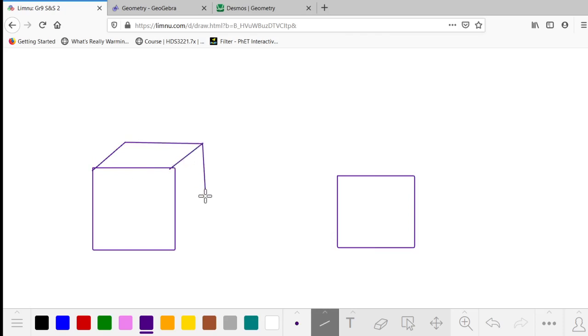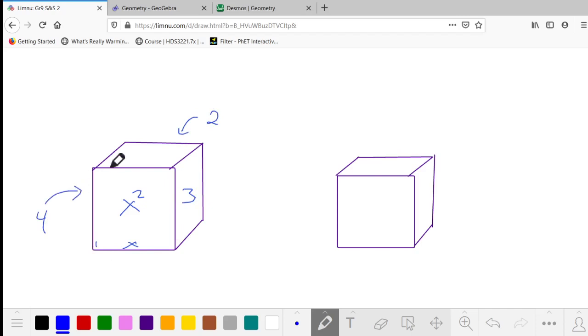the surface area would be 6 times the length of each side squared. So if each side was of length x, then each face would have an area of x squared, and there's 6 faces: front, back, right, left, top, and bottom. So each of these 6 faces has an area of x squared. That would be 6x squared.